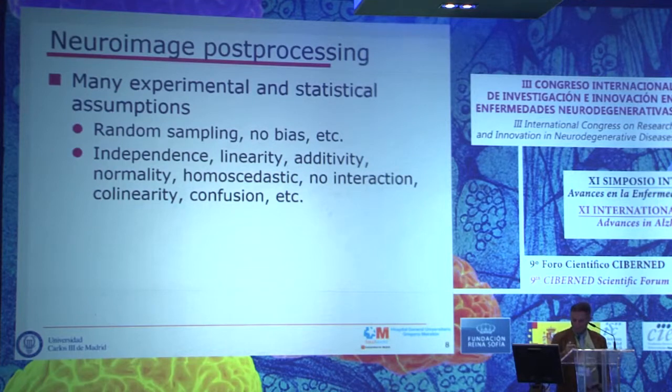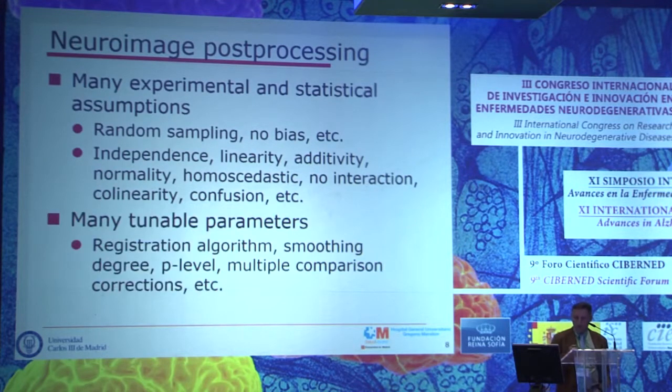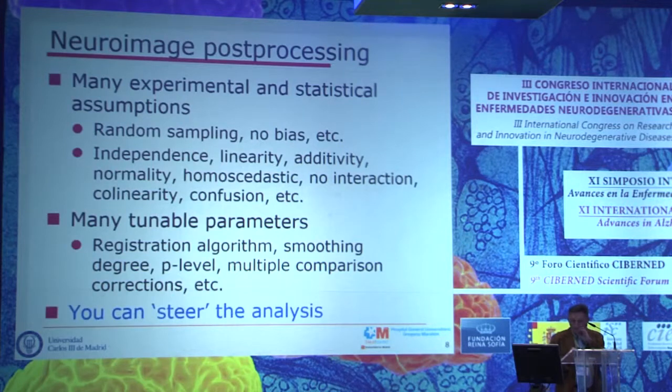But in the case of neuroimaging studies, we also have another problem: the many processing steps I have to use in order to obtain the quantitative parameters have many tunable parameters. I can choose, first of all, which package and which algorithms I'm going to use, but within each algorithm, usually there are several, sometimes many parameters that can be tuned up or down, and the results we obtain are not the same. So to some extent, you can steer the analysis.